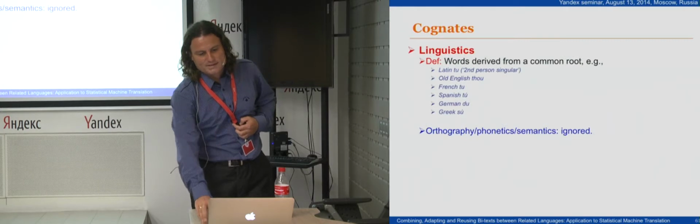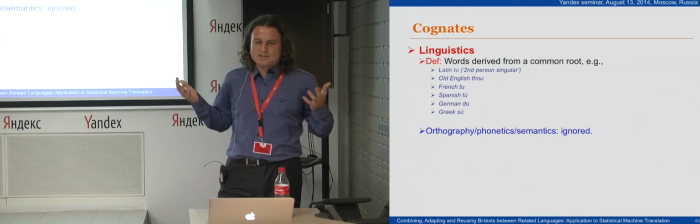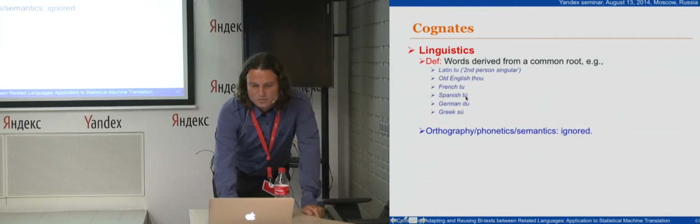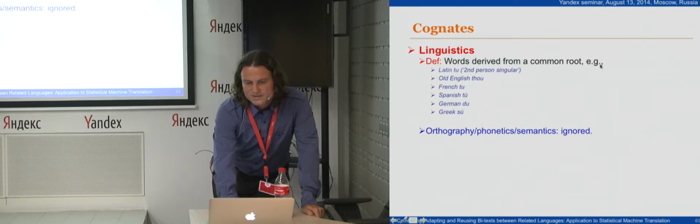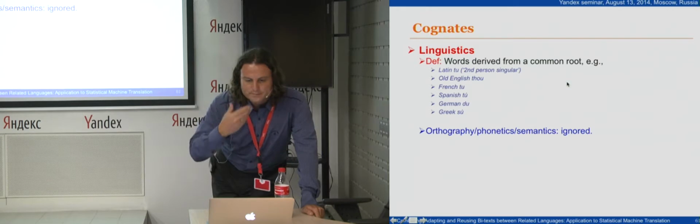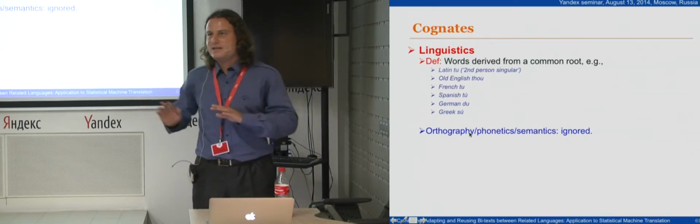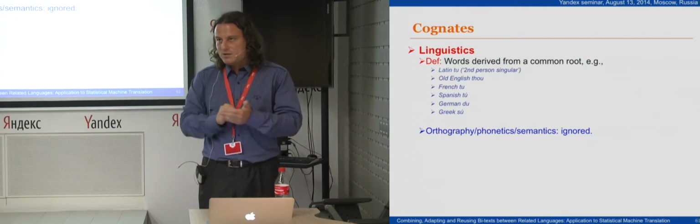So what are cognates? In linguistics, cognates are words that are derived from a common root. So for example, the Latin tu, and the French tu, and Spanish tú, and so on, the German du, Old English thou, they are all derived from the same Indo-European word. And whether the words are orthographically, phonetically, or semantically related doesn't matter. What matters is the origin.